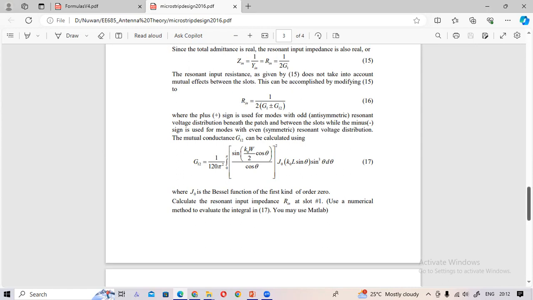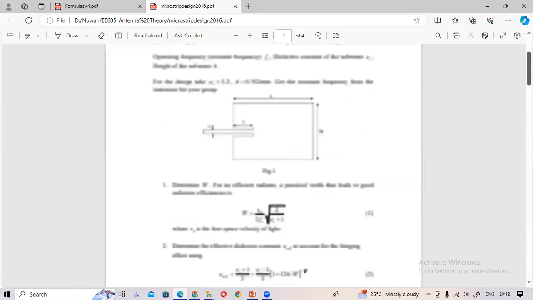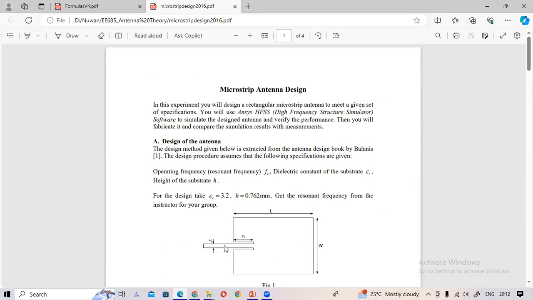Just identify it and use the correct value here, so that you can calculate the input impedance of the antenna. Then you are asked to match the antenna to another impedance. For example, that may be 50 ohm. The input impedance here may be another value. Let's say that it is 200. Now you have to match this 200 to 50.